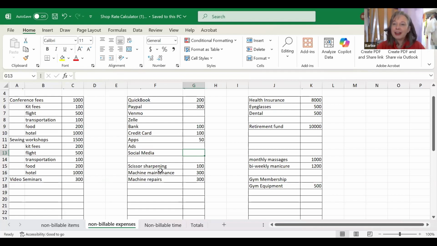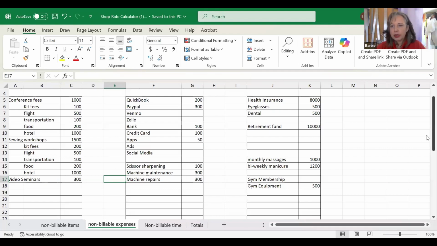Okay. Things that, again, are non-tangible. Get your scissors sharpened. How much does it cost to maintain your machine? How much did the repairs cost? Say, because I needed a new button on it, or the new little door that shuts the bobbin case, things like that. Use an average. You'll know your machines well. How often do you have to do that? Put those in there.